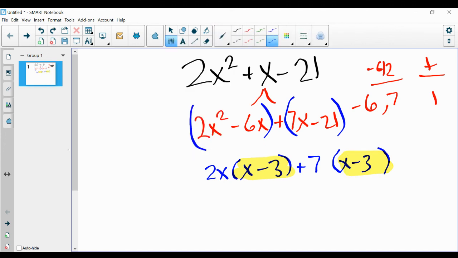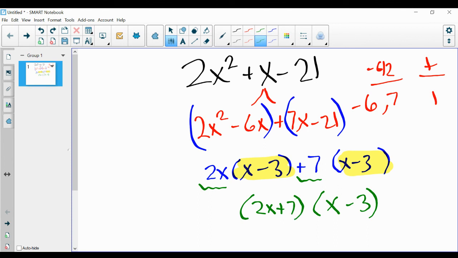That just means that one of my factors from the original problem is x minus 3. Now, what's left over is this 2x and this positive 7. So that's my other factor, 2x plus 7. So these are the factors when I reverse the process using grouping.